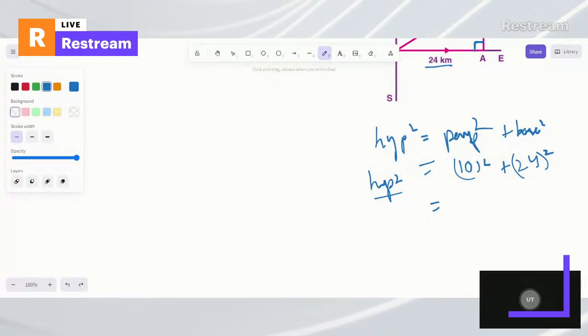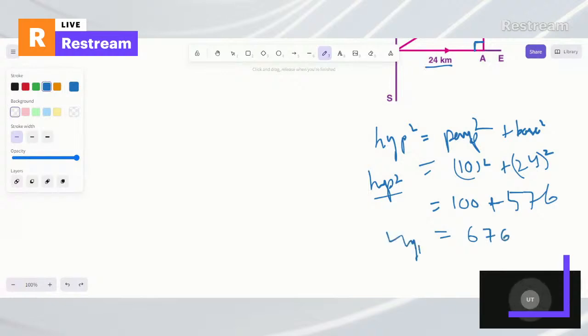So 100 squared is what? Can anyone tell me? It's 10 squared is 100, plus 24 squared is what? 576, right? So 576. Now if we add them both, it's going to become 676, right?